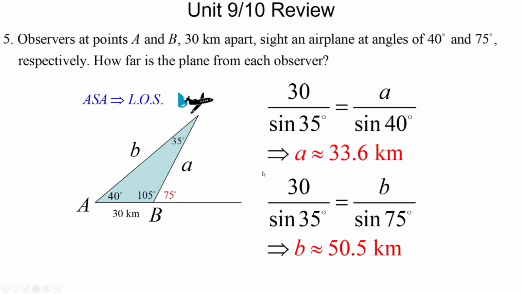Now, I'm not going to go through the whole thing, but see the 30 kilometers right here, but the plane's over here. And there's my A, and there's my B. That's all the given information. People just are seeing this a little differently. And with this one, they got A is 33.6 kilometers, and the B is 50.5 kilometers. A very different answer. It's just how you see it.